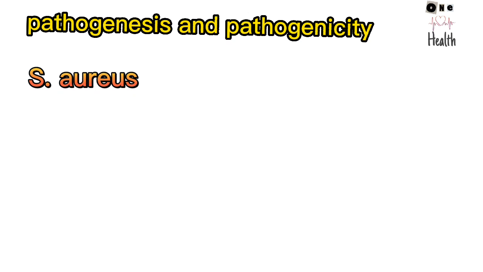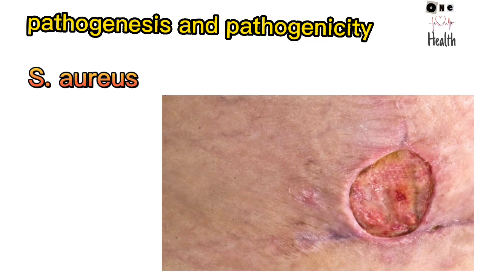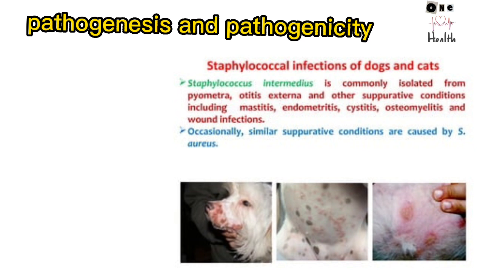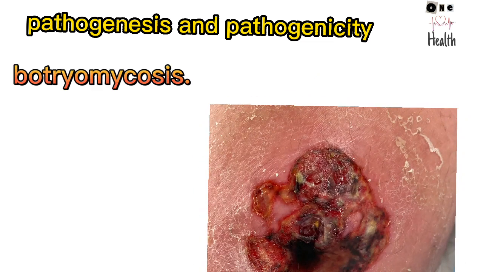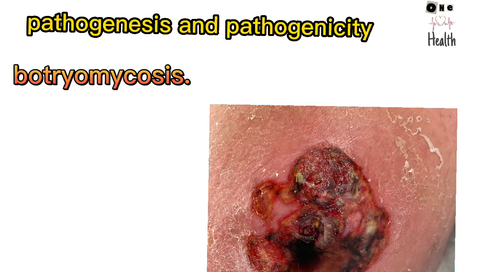Staphylococcus aureus is the most pathogenic and causes a different spectrum of disease. Those diseases are wound infection, mastitis, and skin and joint infection. Staphylococcus intermedius causes pyoderma, endometritis, cystitis, and suppurative conditions in dog and cat. Staphylococcus epidermidis and Staphylococcus saprophyticus, since they are opportunistic microbes, rarely may cause bacteremia, endocarditis, UTI, and surgical wound infection.